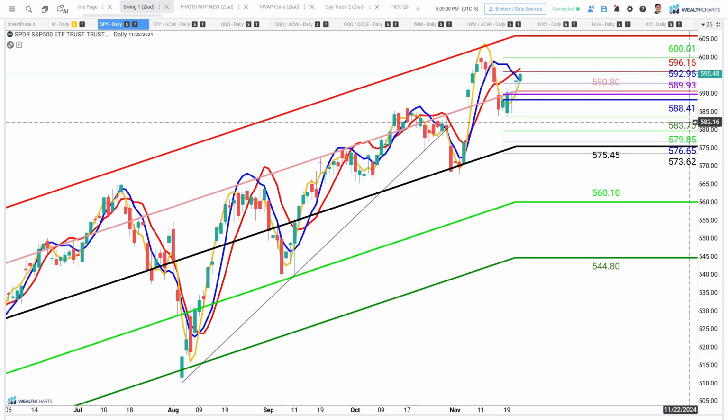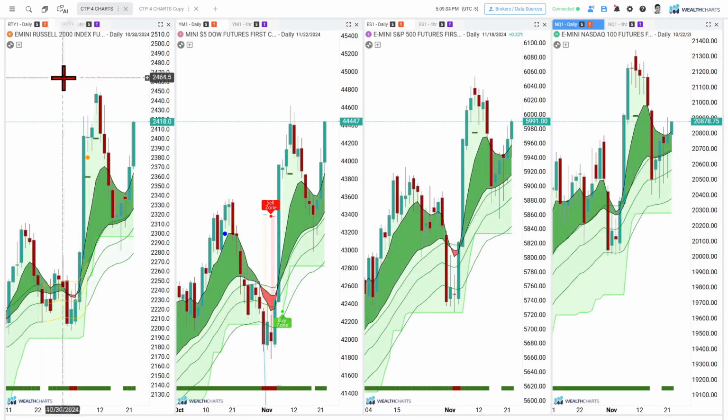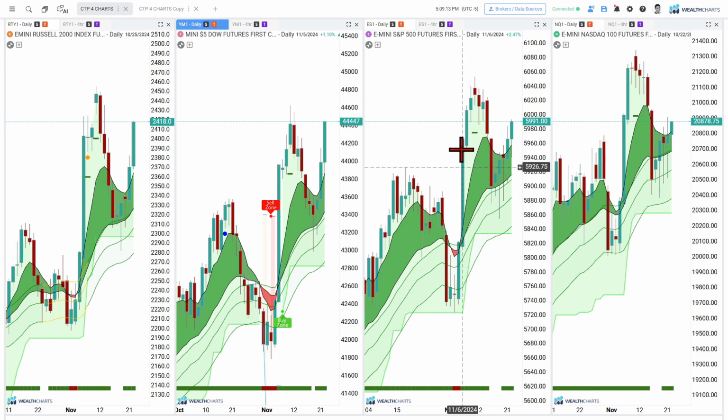Now, technicals are going to like the path in front of us, and I'm going to share with you intermarket analysis with the Champion Trend Pack Toolkit on two time frames. We're going to start off with the daily time frame. We've got the Russell, we've got the Dow, the S&P, and the NASDAQ. Now, the Champion Trend Pack Toolkit is what's on screen.